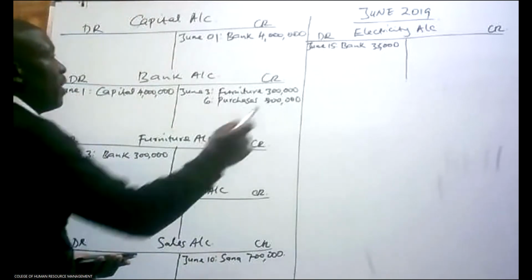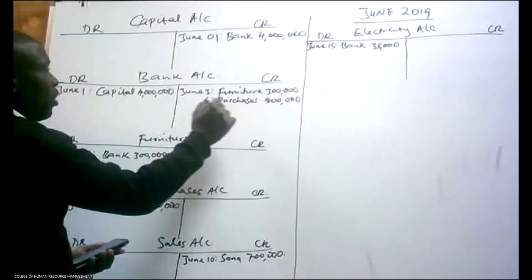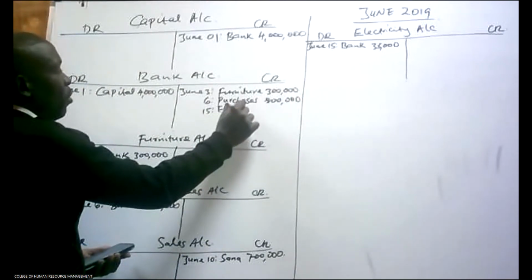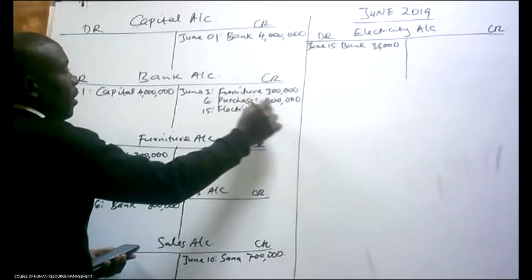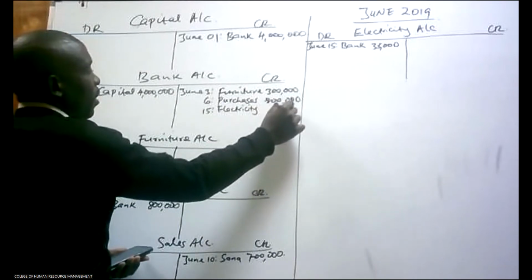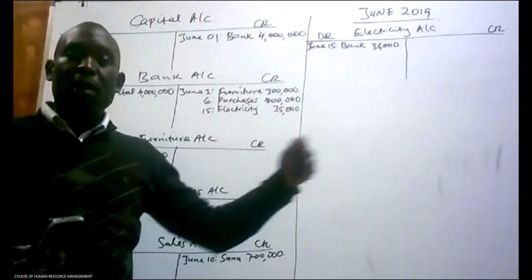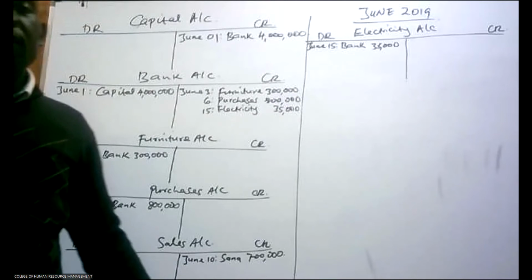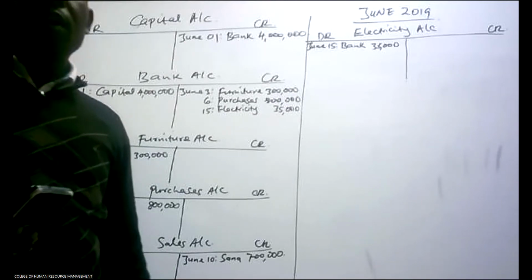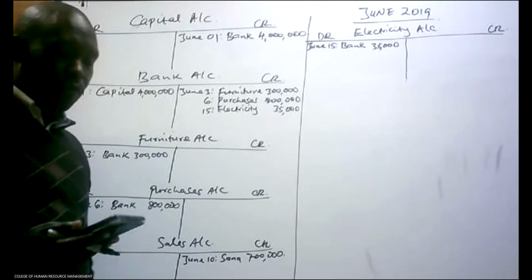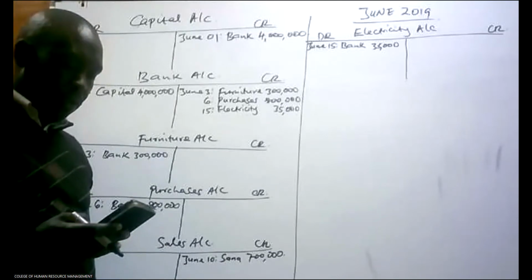Then we shall credit bank because it is money out. So on 15, right here, money is going out to pay electricity, 35,000. So in the bank, we always credit when money is out, we debit when money is coming in. The same case applies to us. When the money is coming in, debit, money is moving out, credit.